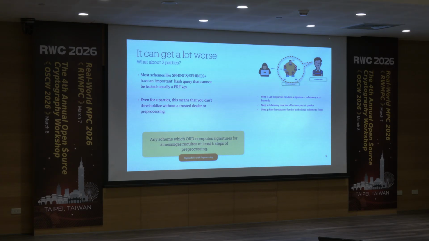We also have a proof for the pre-processing model, and this proof says that any scheme which, in a distributed manner, computes signatures for k messages requires at least k steps of pre-processing. So the amount of pre-processing that you have to do is linear in the number of signatures you have to sign, which doesn't bode well, because if you have to make an unlimited number of signatures, then you have to do almost an unlimited amount of pre-processing.